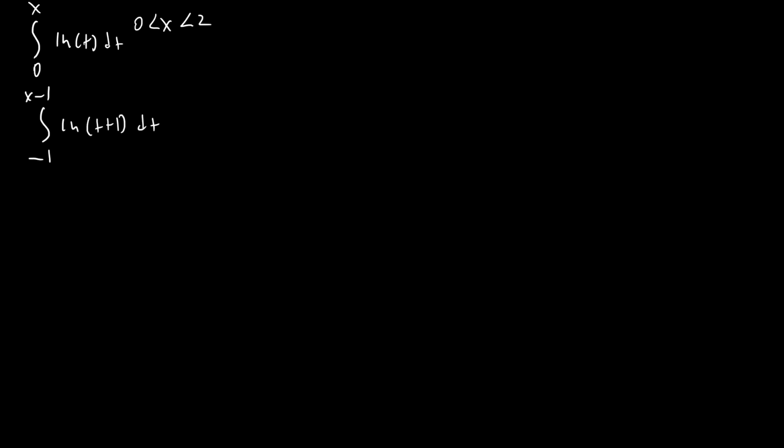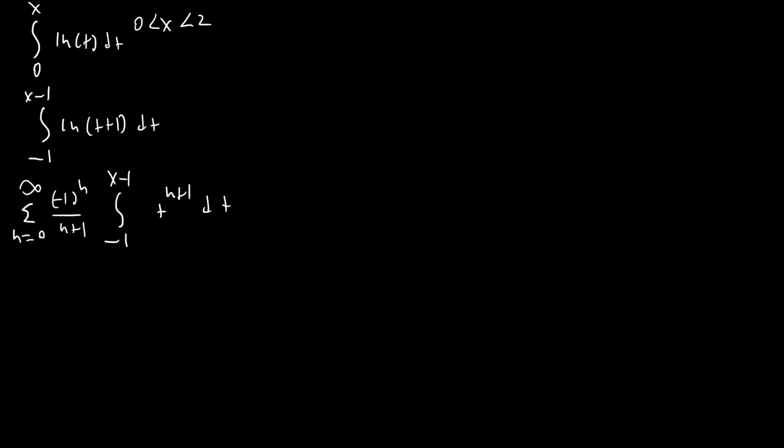Now let's apply our power series. So we're going to get the sum from n equals 0 to infinity of -1 to the n over n plus 1 times the integral from -1 to x minus 1 of t to the n plus 1 dt. Sorry about that. And now we can just integrate that.